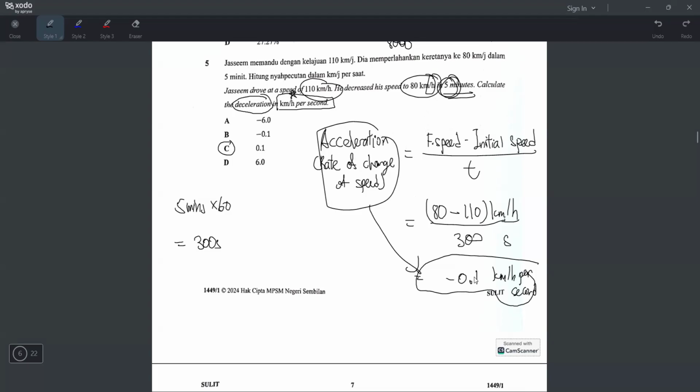Let me repeat one more time. The acceleration is negative 0.1, but the question never asked for acceleration, they asked for deceleration. So if the acceleration is negative 0.1, that means the deceleration is 0.1, right? Because when you mention the word deceleration, it already indicates negative. If you write deceleration as negative, then negative negative becomes positive already, right? So the correct answer is C. Okay, hope you understand, right?